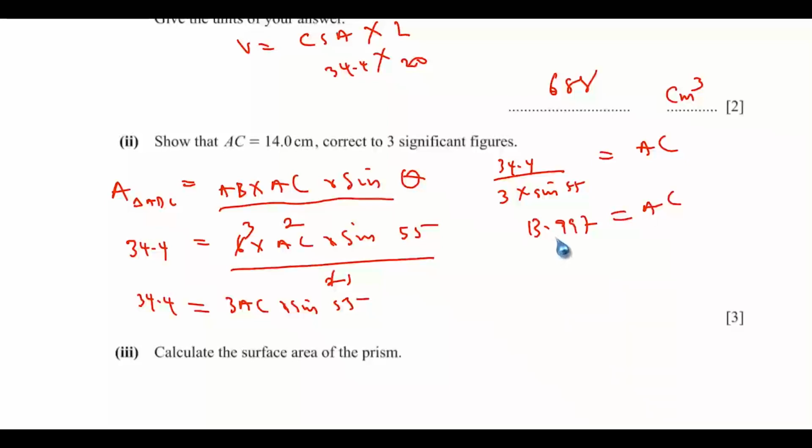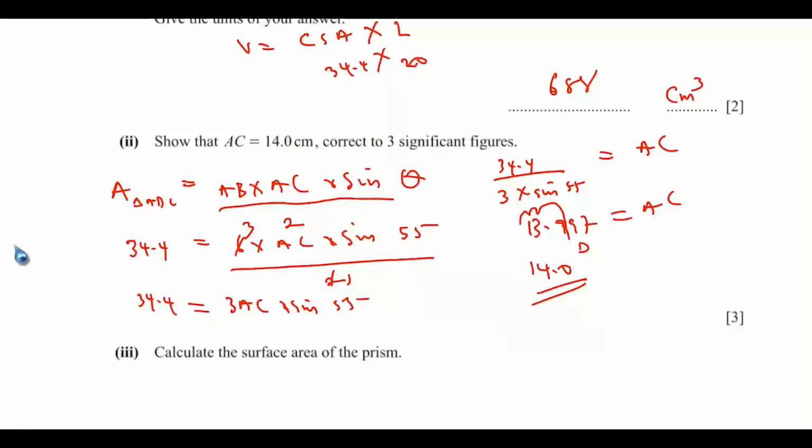Then to 3 significant figures, you have 1, 2, 3. This is your decider. It tells you to round up, and it becomes 1. 1 plus 9 will be 10. You write 0, you add the remainder here, you add the whole one here, so that will be 14.0. So that's pretty easy.